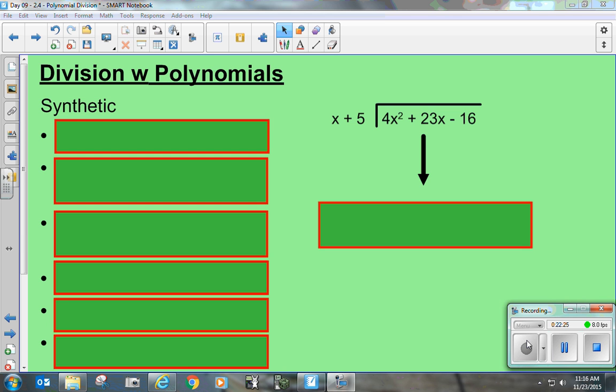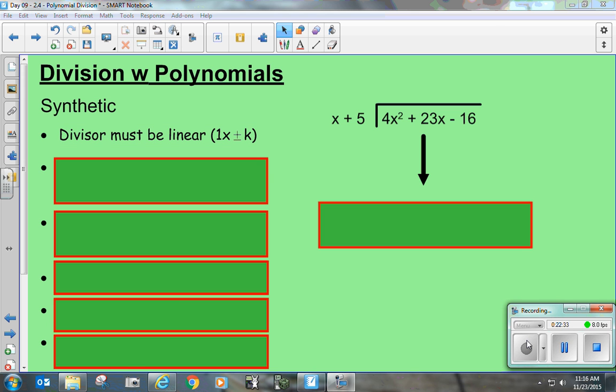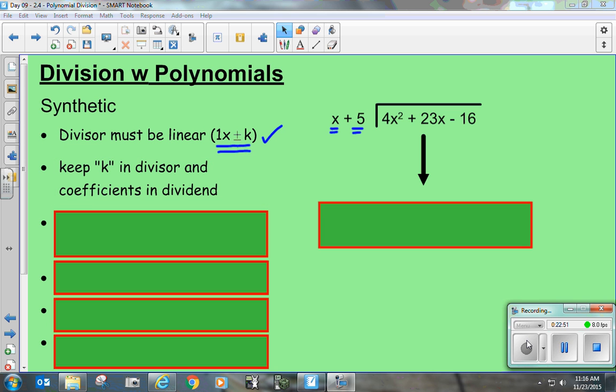Synthetic division, my God. All right, so here we go. We take the variables out, which is beautiful. We just deal with numbers. So, first of all, my divisor must be 1x plus or minus a number. See right here? There's 1x plus or minus a number. That's good. It works. Check. So, when I set up my synthetic division, I'm just going to keep that number. I called it k here. So I'm just going to keep my 5. Forget about the x. Boom, done. I just keep my 5.